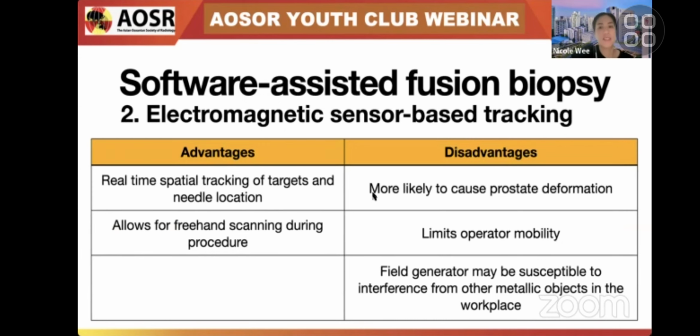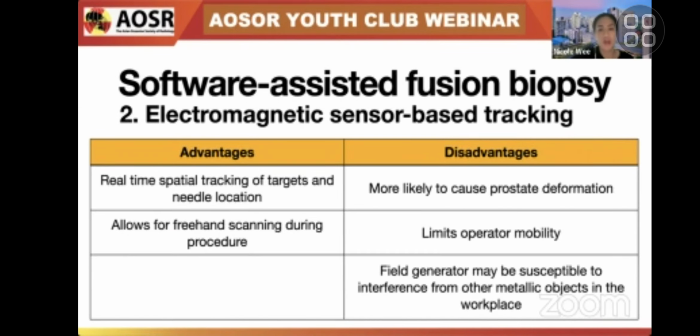The second method is that of the electromagnetic sensor-based tracking method, which uses a non-rigid registration algorithm. The advantages with this approach are that it allows for real-time spatial tracking of the targets and needle location. This technique also offers a more familiar approach in hardware design because the clinician will already know how to use the ultrasound probe in a freehand manner, which allows for multiple degrees of access during the procedure and can be rather intuitive to use since we use it quite often.